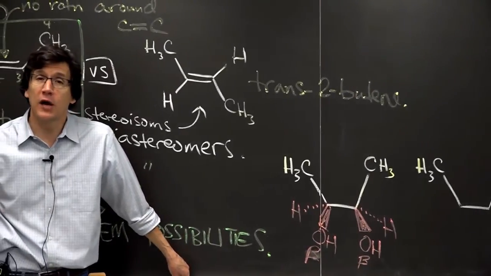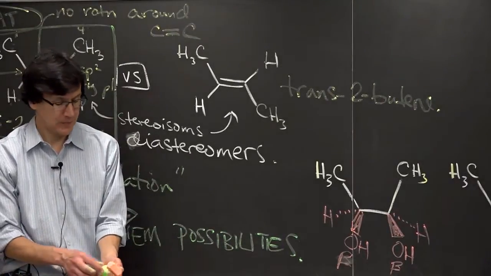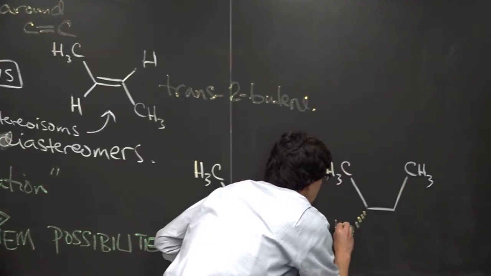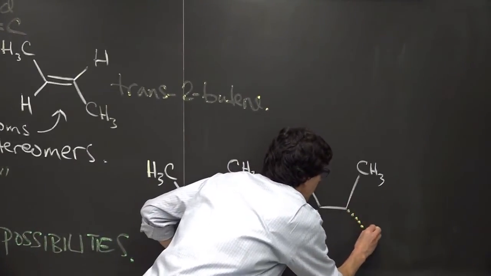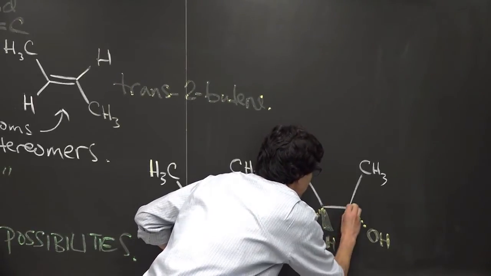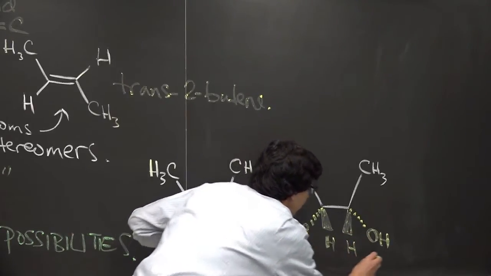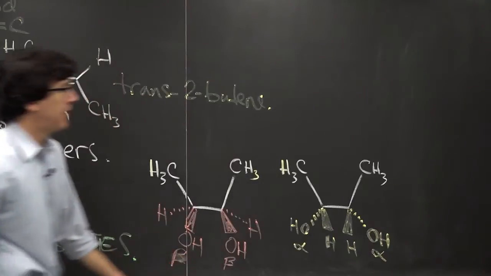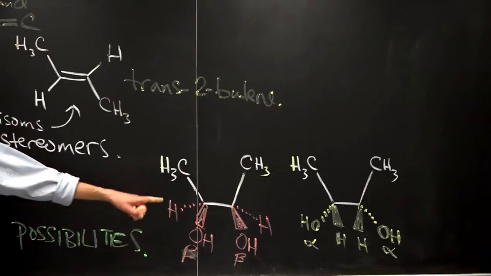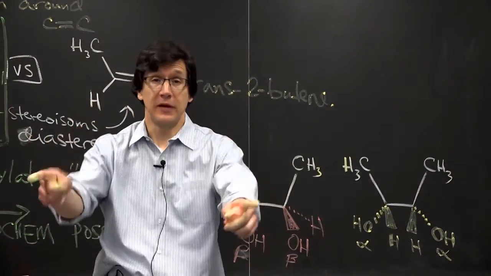Okay? What if both hydroxyl groups had been delivered from the back of the board? What would the product be? Well, the OH group would be back here, and this OH group would be back. And the consequence for this hydrogen is that this hydrogen would be forward, and this hydrogen would be forward. So we might call this the alpha compound. Okay? So maybe you got those two. So that's the scenario where both OH groups are added from the same face.